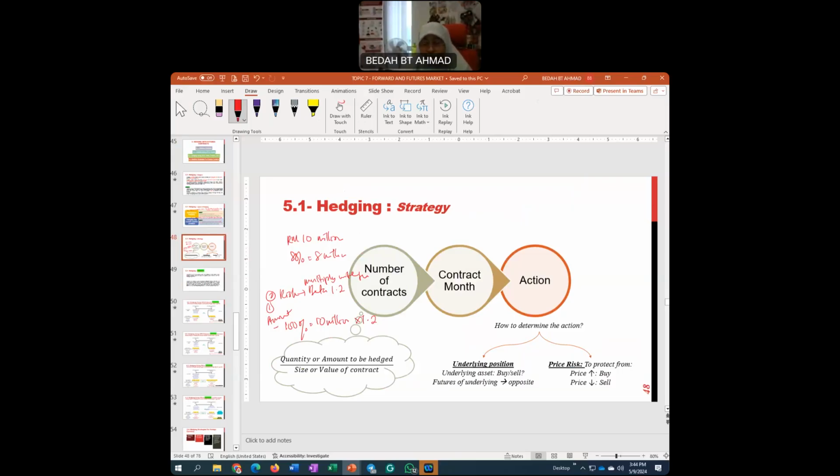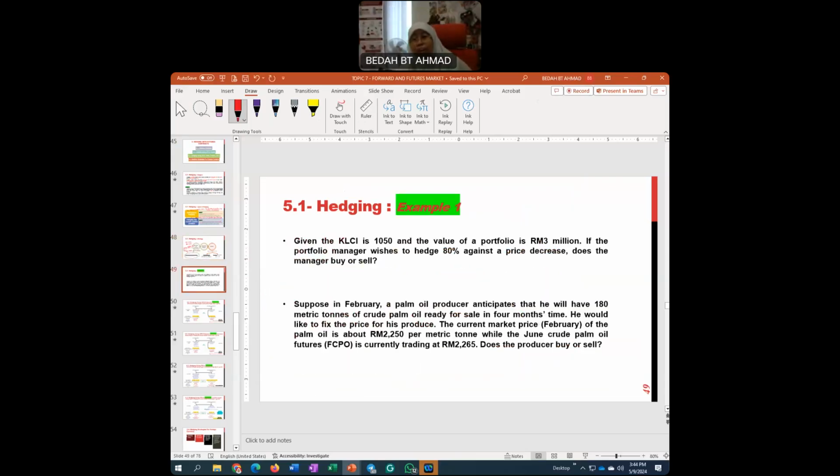So the hedging should be more than the investment fund, which should be 12 million. Okay, so we'll look at the example, given the KLCI is 150.